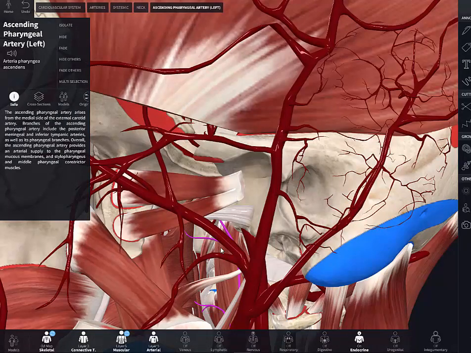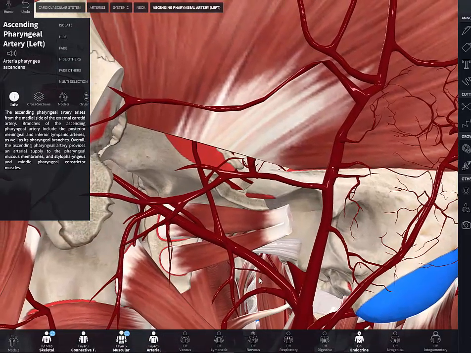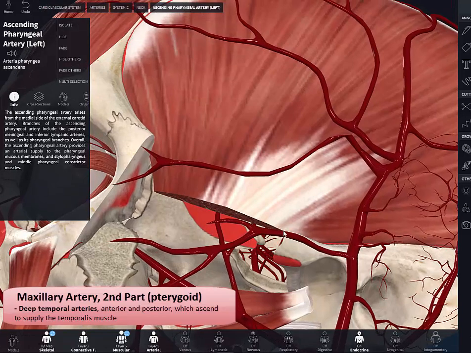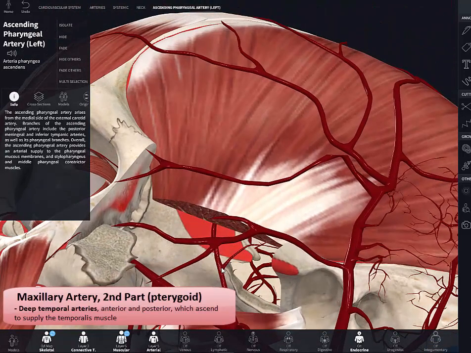There are a couple of additional arteries, for instance the anterior tympanic artery and deep auricular artery, that are also branches of the first part of the maxillary artery. However, let's move on now to the second part. Okay, the second part will have arteries that are called deep temporal arteries. This one up here should be one of them.